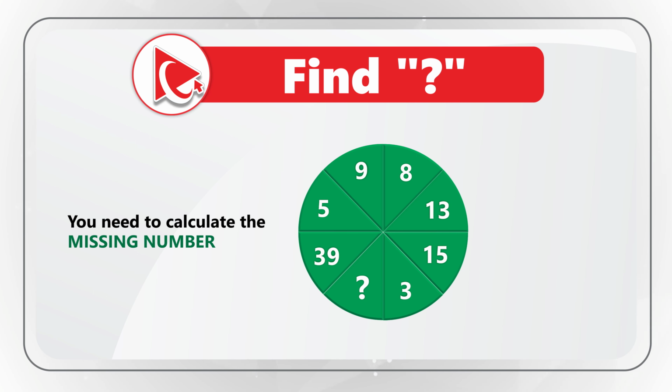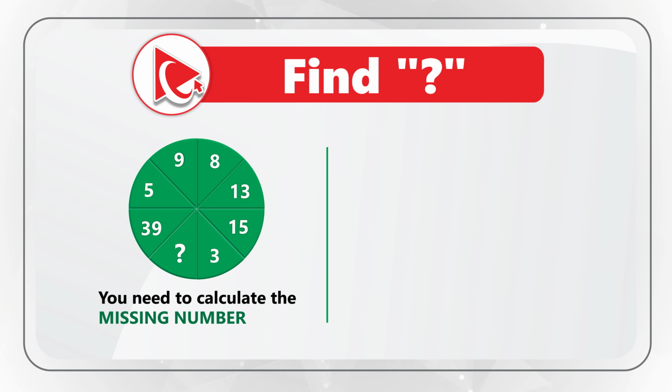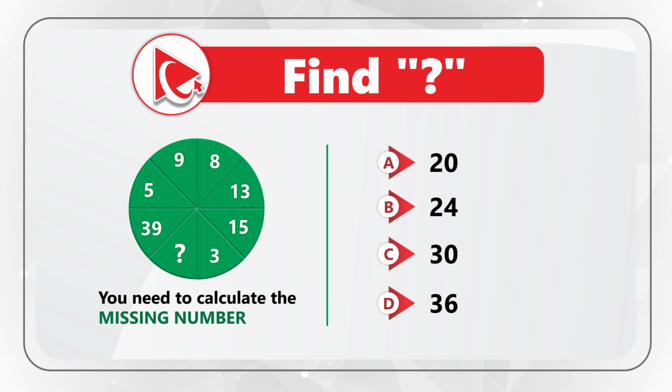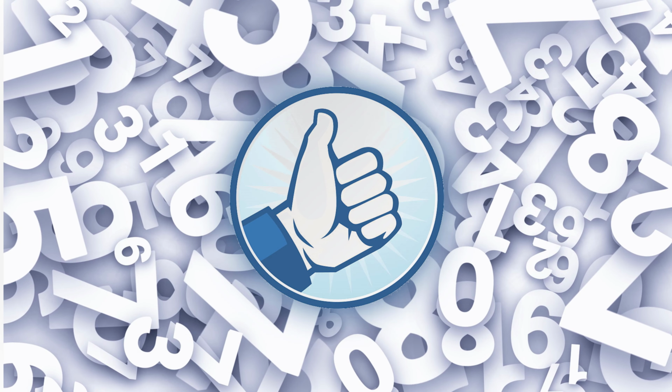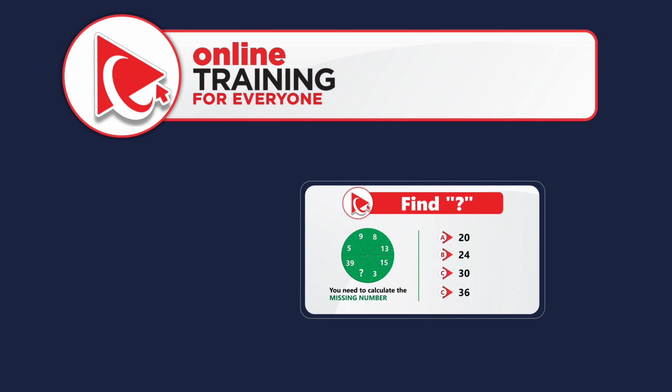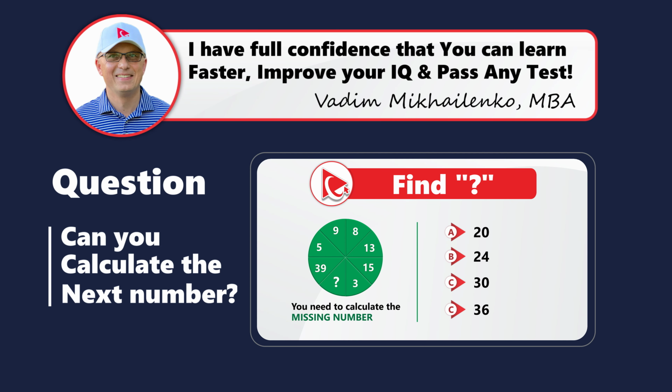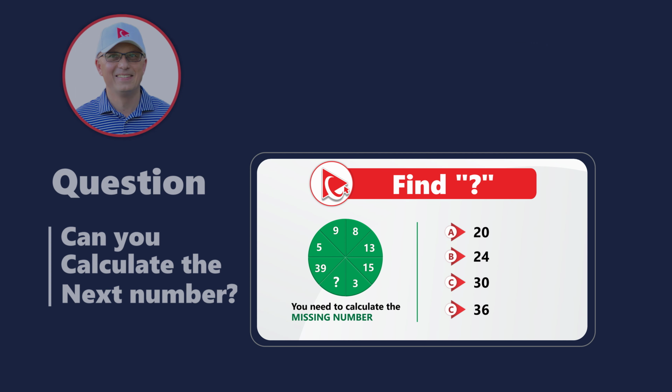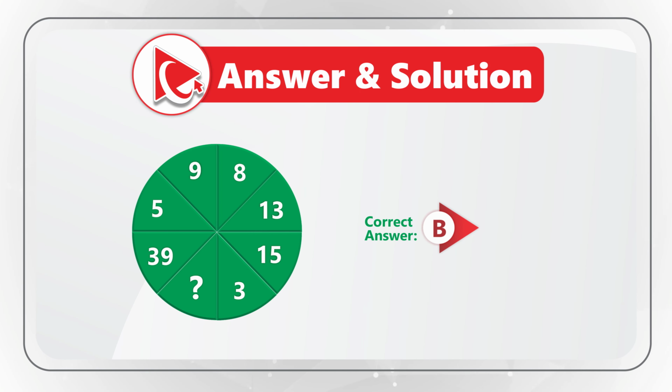You need to calculate the missing number out of 4 possible choices. Choice A, 20, choice B, 24, choice C, 30, and choice D, 36. Take a close look, maybe pause this video to see if you can calculate the solution. I hope you did it successfully and have your selection, because I am moving forward to share with you my version of the answer. And obviously, if you have a better way to solve it, please make sure to post it in comments. I believe the correct answer is choice B, 24.